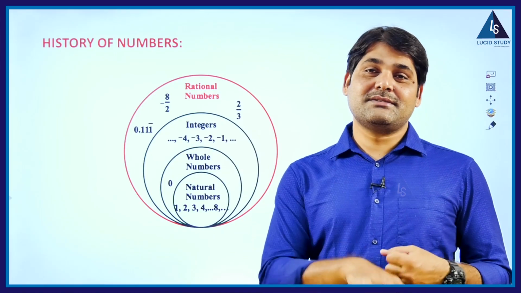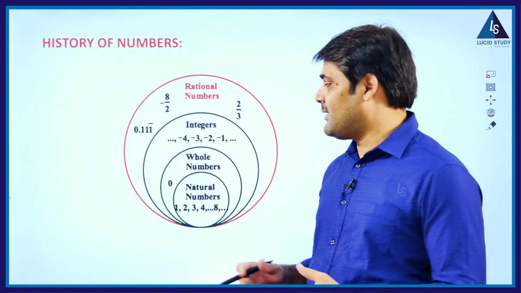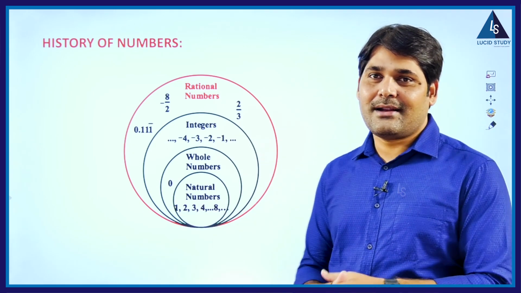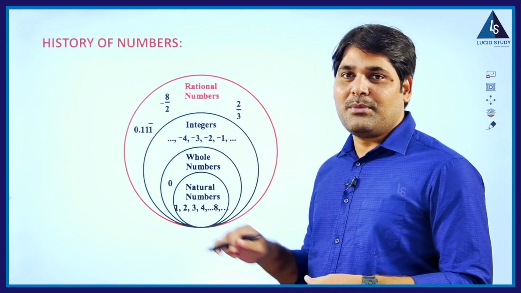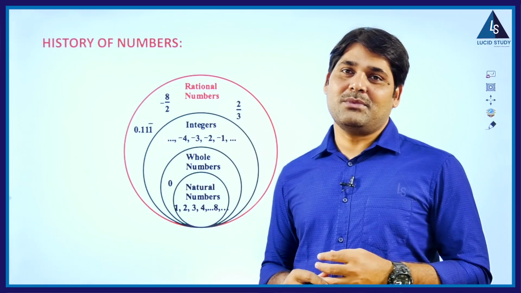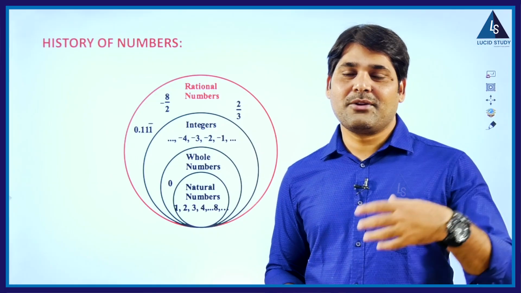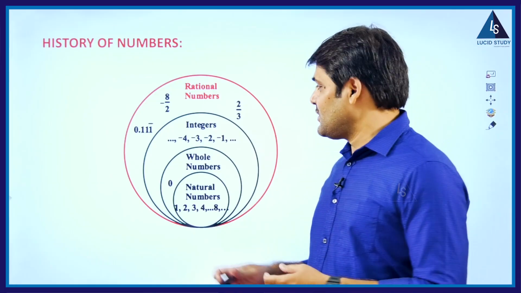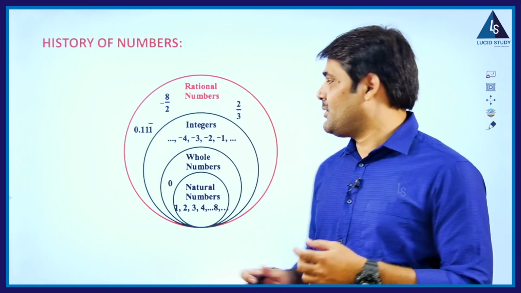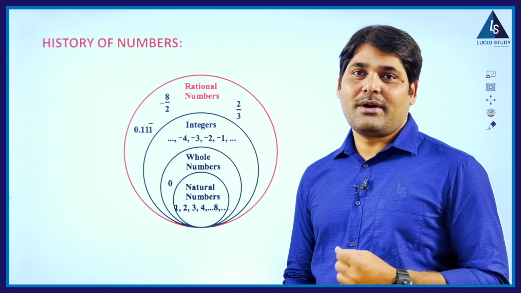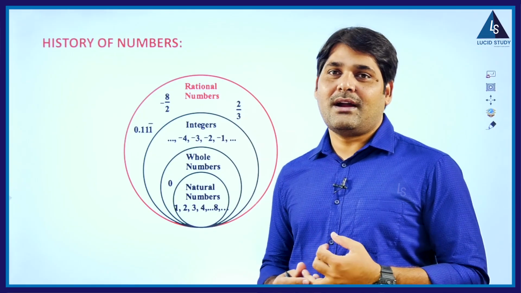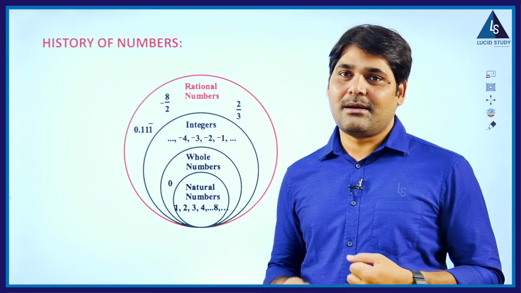Later invention of zero happened, so that the zero was mixed with natural numbers and together they called as whole numbers. So whole numbers means zero as well as natural numbers together we can say whole numbers. Later there is a need of negative integers also, negative numbers also, so that negative numbers, zero and these natural numbers all together are said to be integers. Okay, after that more numbers are required, so that they invented rational numbers.